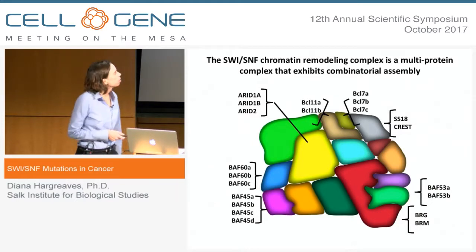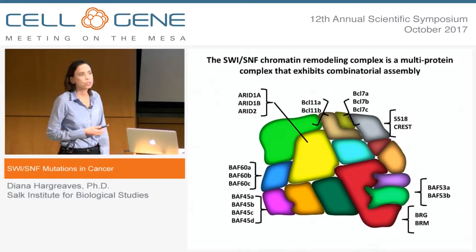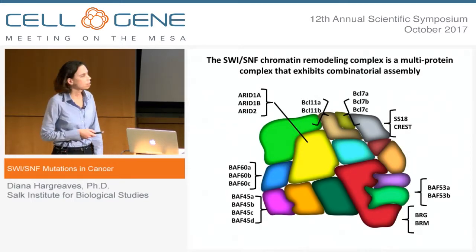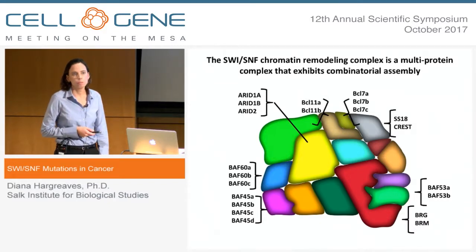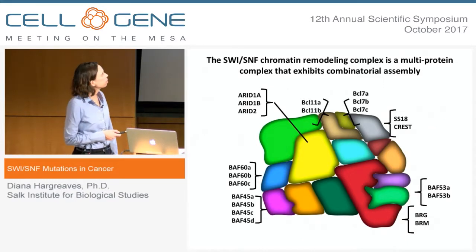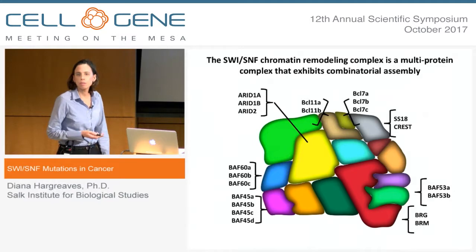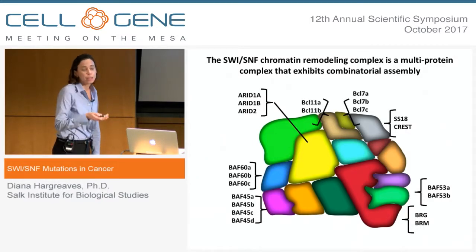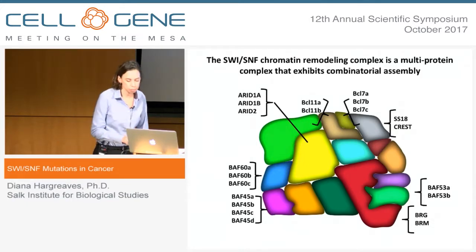In particular, we're interested in this SWI/SNF chromatin remodeling complex. This is a large 2 megadalton multi-subunit complex consisting of a core ATPase, either BRG1 or BRM, and up to 14 other associated subunits. Importantly, many of the subunits in this complex are members of gene families, and these homologs can alternately substitute for each other, giving rise to a diverse array of potential SWI/SNF complex variants.